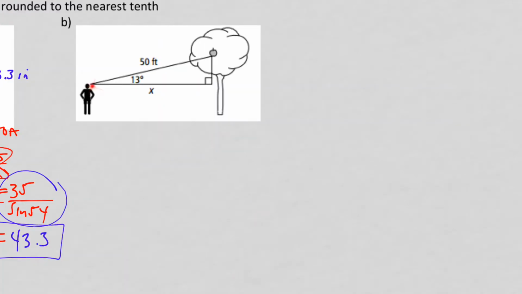2b. So in this case, there's a little story. There's a guy staring at an apple in a tree. And I want to find out how far is the guy from the tree. So here, again, this is not a special right triangle, so I'm going to use SOHCAHTOA one more time.